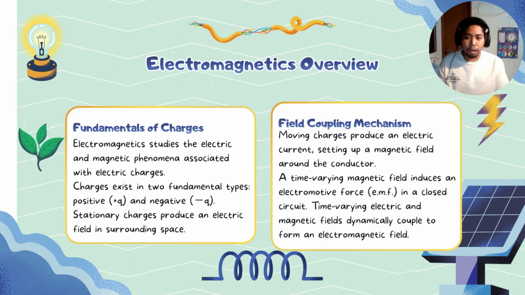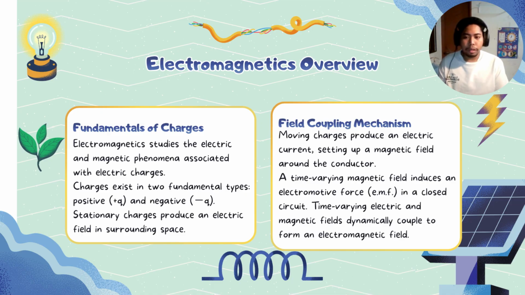To kick things off, what is electromagnetics? It is a branch of physics dedicated to studying electric and magnetic phenomena caused by electric charges. Charges exist in two basic forms, positive and negative. A static charge creates an electric field.